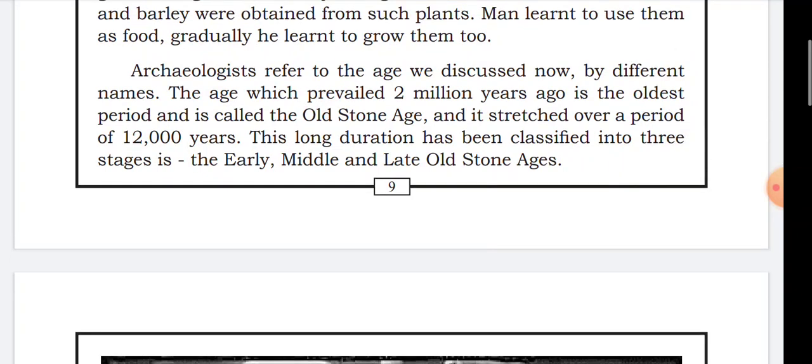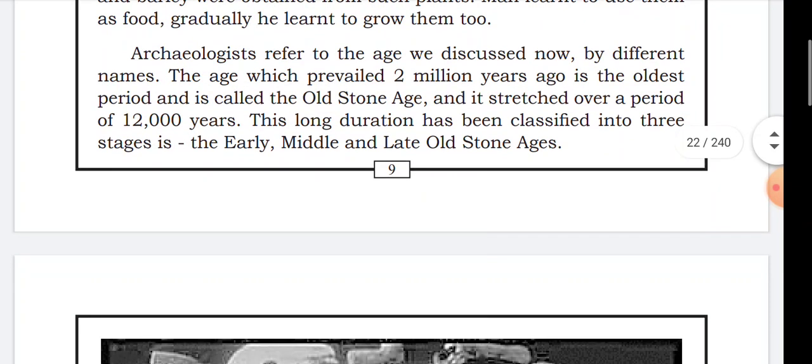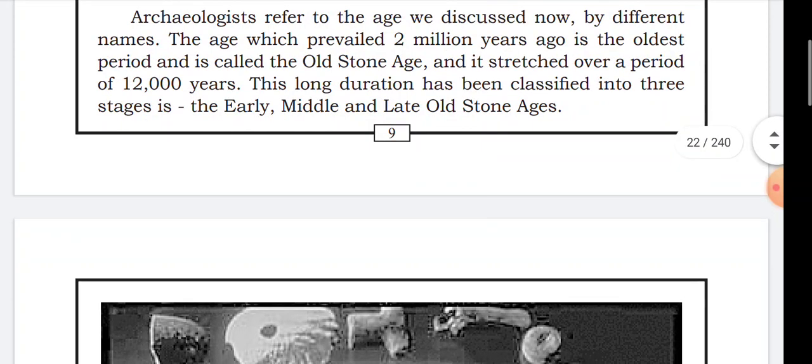The age which prevailed 2 million years ago is the oldest period and is called the Old Stone Age. So, children, the age before 2 million years ago is considered the oldest period, and so the name Old Stone Age was given. And it stretched over a period of 12,000 years. Right, it was for 12,000 years.